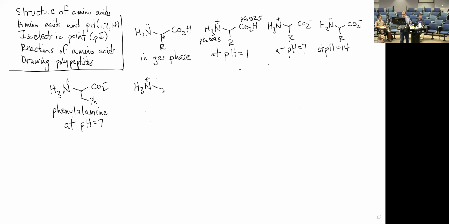With an amino acid like aspartic acid, however, the side chain is ionizable. In fact, there's another carboxylic acid functional group on the side chain. But at pH equals 7, this is aspartic acid. Again, I don't really care if you memorize that.